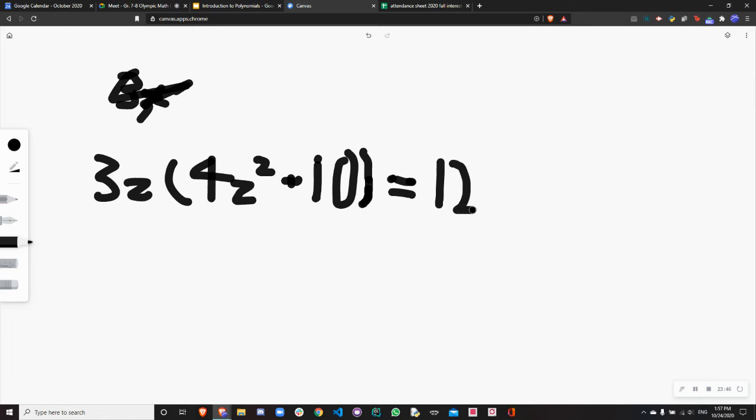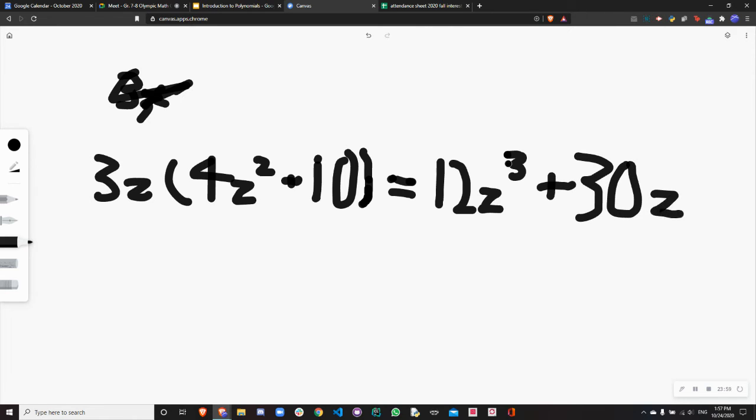Not 7. You're multiplying 3 and 4. Yeah, that's okay. 30z. Perfect. So here we're just multiplying 3z by the terms in the brackets. And we're left with 12z cubed plus 30z. So that's question 1.